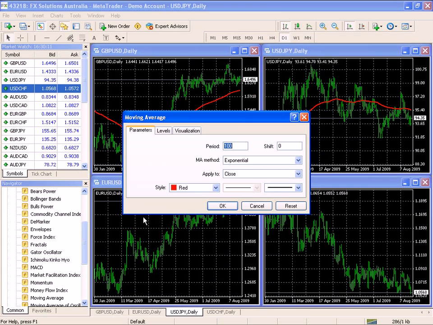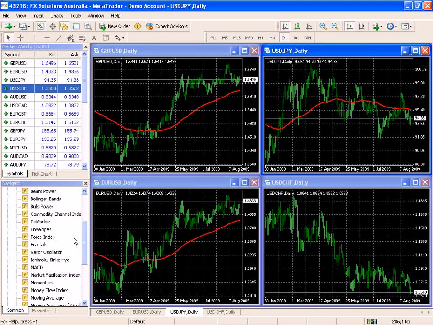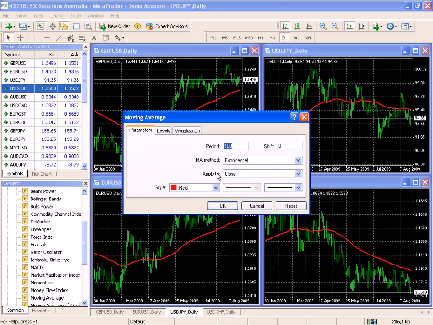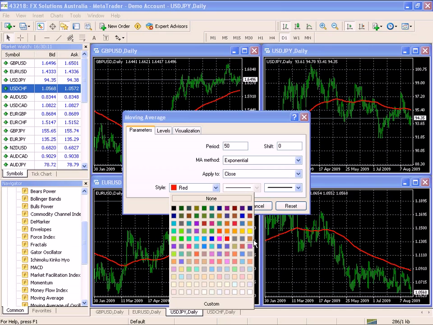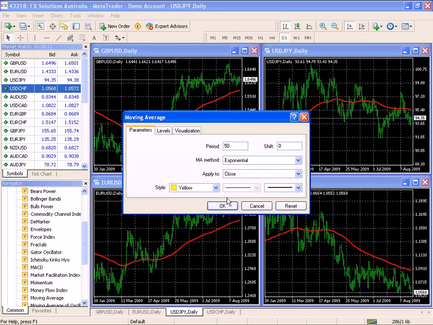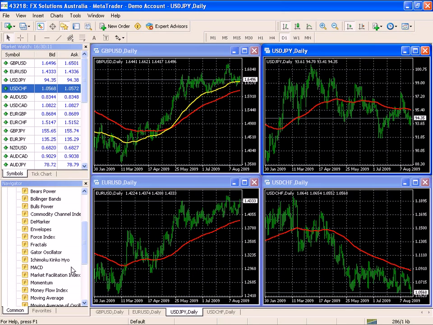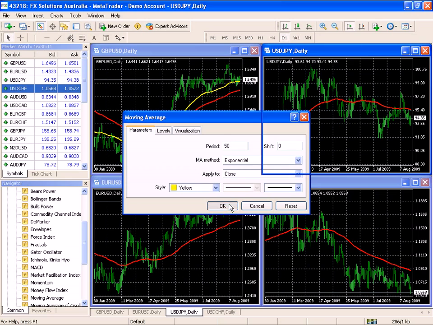Same thing. Okay. Now we're going to add a second moving average to the chart. In this case it'd be 50. And let's change the color. Yellow will show up pretty good. Okay, now it should remember what we just did, and let's keep on. Same thing.